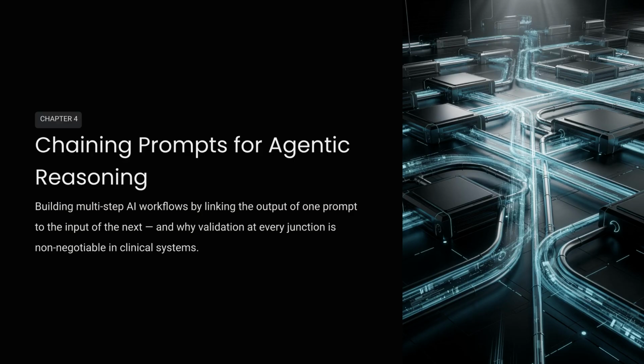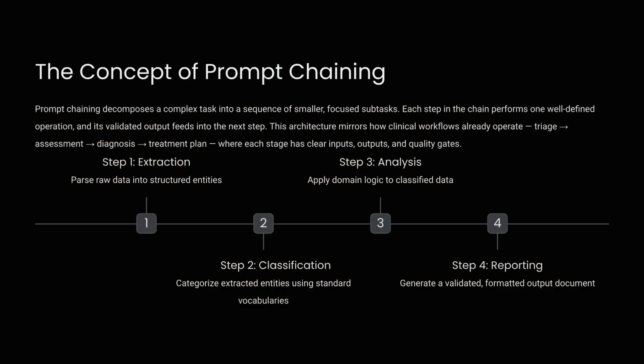This involves building multi-step AI workflows by linking the output of one prompt to the input of the next, with non-negotiable validation at every junction in clinical systems. Prompt chaining decomposes a complex task into focused subtasks, such as extraction, classification, analysis, and reporting. Each step has a clear operation, and its validated output feeds into the next, mirroring established clinical workflows.